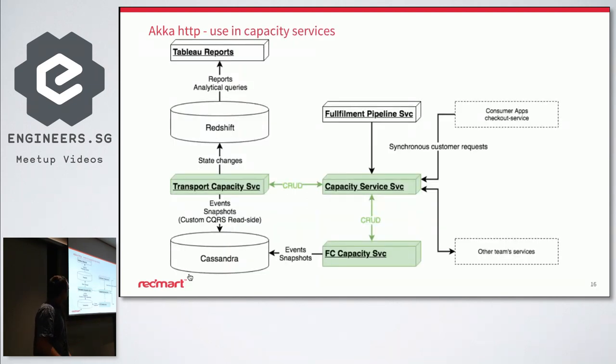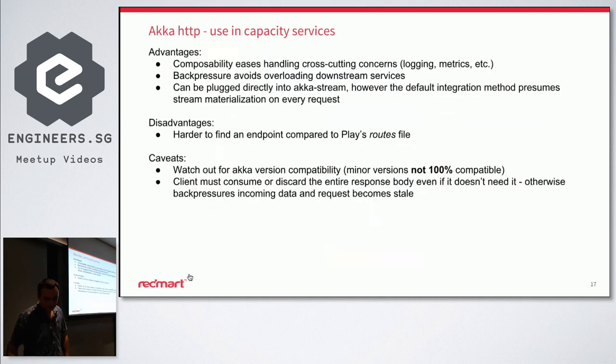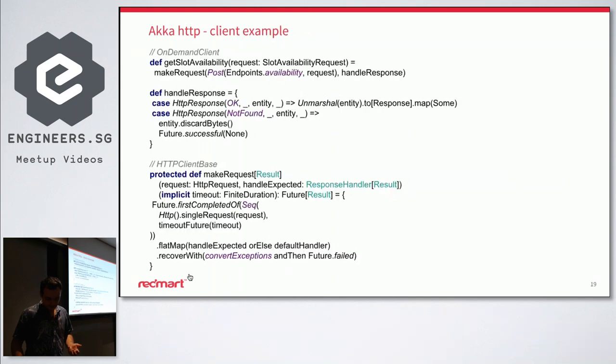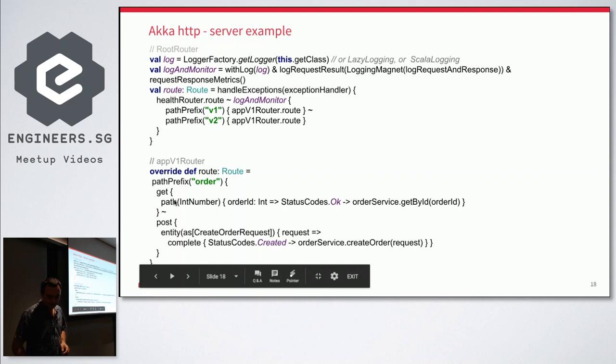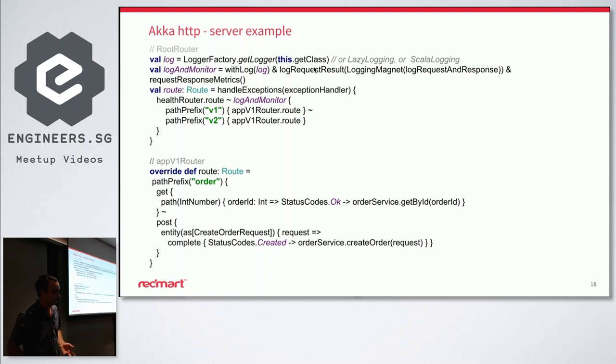So this is where we use it, basically everywhere, except for the fulfillment pipeline service, which is a very special beast, but we'll not talk about it later today. So advantages, disadvantages, I believe you can read, I can talk. Adding cross-cutting concerns is really easy. All the cross-cutting concerns here are added by this directive, which is just a line of code. Behind the scenes, it's very complex, the implementation of these log request result and request response metrics is somewhat sophisticated. But basically, at the route level, it's very easy to add them.